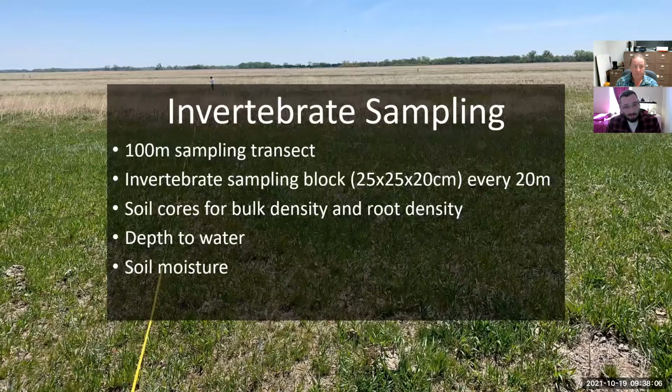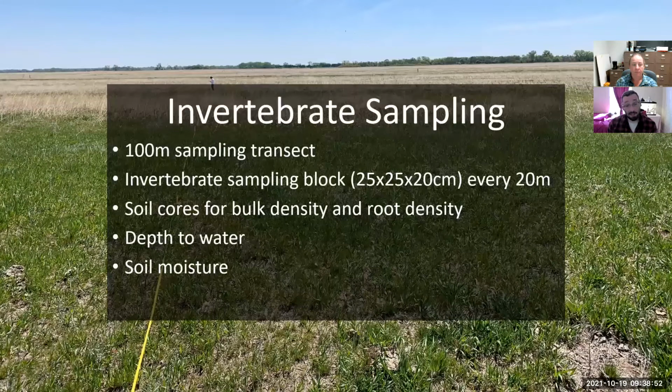So I wanted to go over the methods that I'm using real quick. Once we get to a site for invertebrate sampling, we lay out this 100-meter sampling transect. In this photo, you can see that in the background, the yellow tape measure running down the screen. Along this invertebrate sampling transect, we pull an invertebrate sampling block every 20 meters, starting at meter 0. The sampling block is just a 25 by 25 by 20 centimeter block of soil that we pull out and bag up, and eventually take back to the lab where we rinse through it, pull out the macroinvertebrates, preserve them, and then ID them and get biomass measurements and things like that.